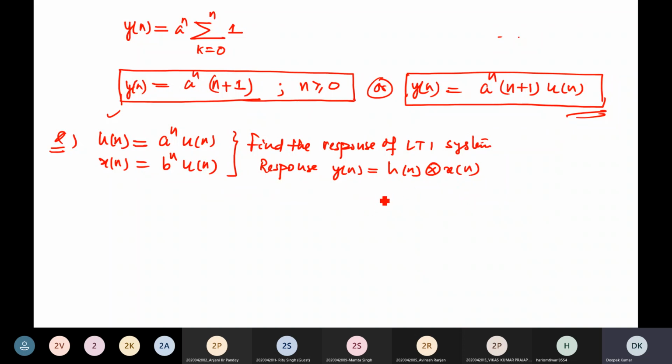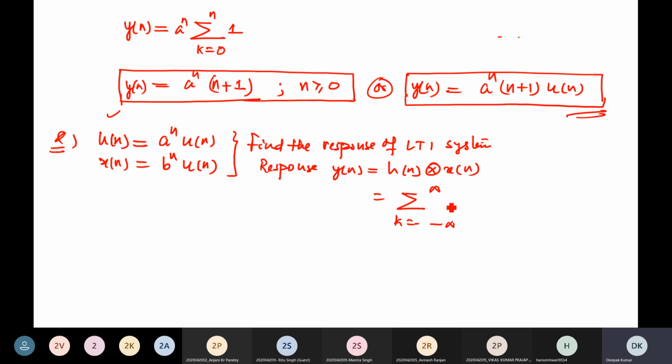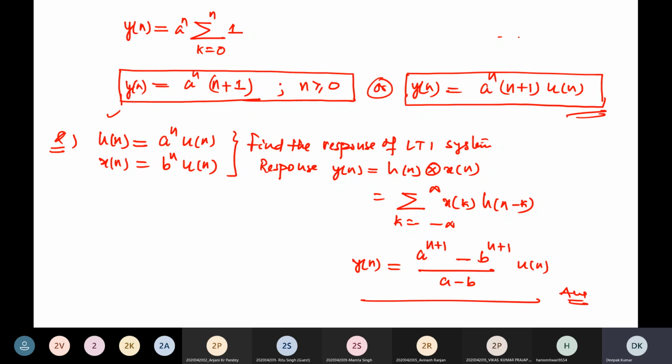And now again follow the same process and try to find the value, what will be the result. X of k, h of n minus k, again put the same values and try to find the expression. I am writing the result, but you go through the proper methodology that we have discussed in the previous example, and the result will be a to the power n plus 1 minus b to the power n plus 1 divided by a minus b, u of n. This will be the result. Please do it.